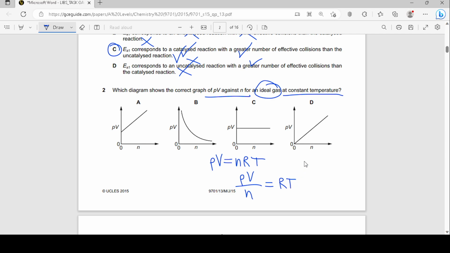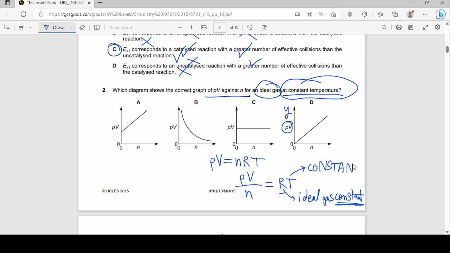I'm rearranging it like this because if you think about it, PV is on the y-axis, N is on the x-axis, which means your gradient would basically be y over x, right? So I'm just looking at what the gradient of the graph would be. The gradient of the graph is RT. Okay, R is the ideal gas constant, which, as the name suggests, is a constant. So it doesn't change. And they already mentioned that it is at constant temperature, which means the temperature is also constant.